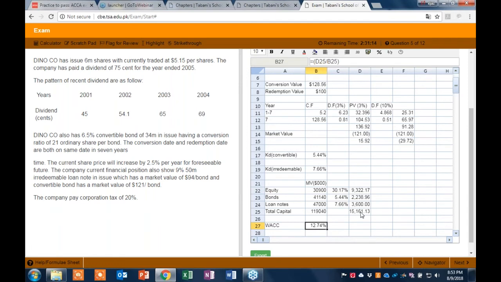Why did we divide the loan notes by 100? We have divided the loan notes by 100 to get the total number of loan notes, and then we will multiply it with the market price per loan note to get the total value of loan notes.